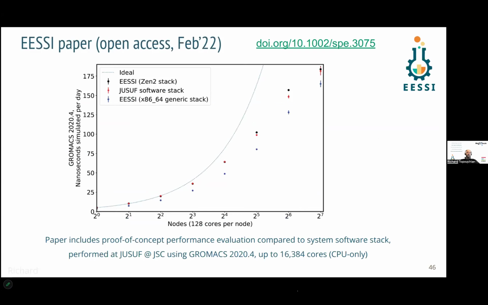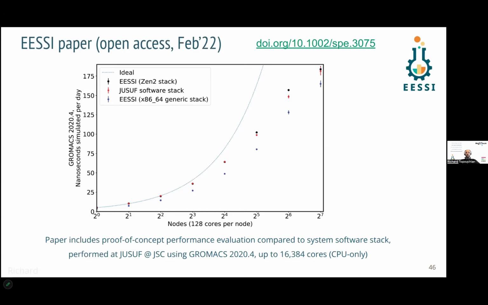Here we can see a comparison between the software stack available from EESSI for the Zen 2 CPU microarchitecture against a locally built software stack for that CPU microarchitecture. And we ran three tests. The first is using the local software stack. The second is using the generic stack provided by EESSI. And the third is using the stack that is optimized for Zen 2 using EESSI.